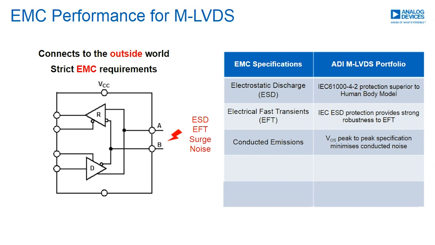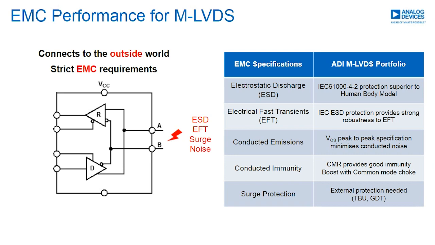And the M-LVDS common mode range provides good immunity to externally generated common mode noise. This can be further boosted with the use of a common mode choke. Surge protectors can also be added, but this would typically only be required for cable lengths over 30 meters, which is a small subset of M-LVDS use cases.